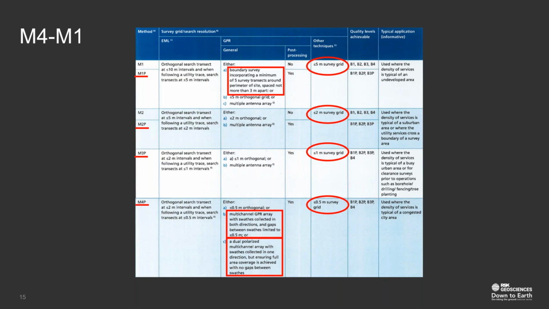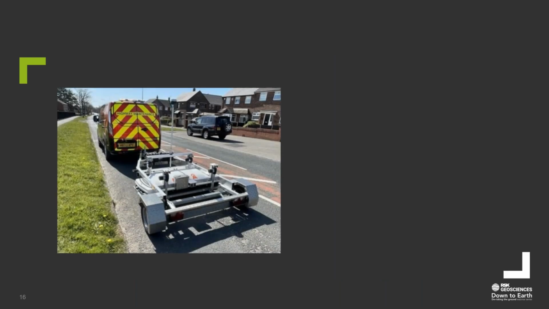An M4PA or B may be more suitable for a survey looking for structural evidence such as reinforced concrete or the base of slabs, in addition to buried surfaces, for example. And then an M1 or an M1P would be much more suitable for a greenfield area that either has no services or a very small amount of services expected to be within it. To show you then, M4PB or C would use something like this, which is a towed array GPR, whereas typically anything from M1 to M3 method surveys would use a standard cart like this one.